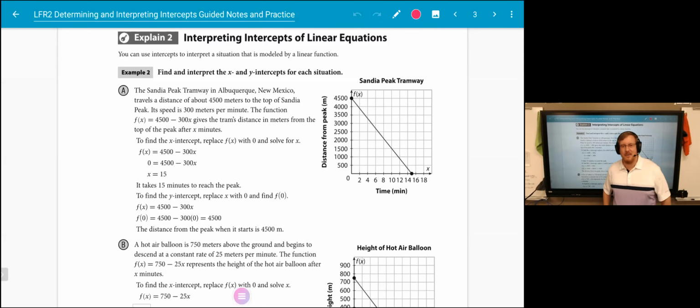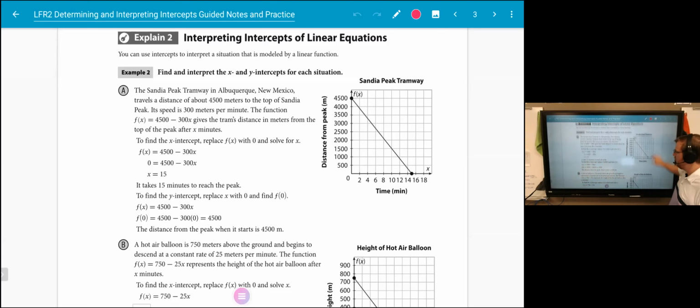And we are back with part 2 of LFR2, determining and interpreting intercepts. So we've done the determining part, we've also done the graphing part, but now we need to do what I consider to be the most important part here, and that's the interpretation. What do these actually mean? So let's go ahead and take a look at this.